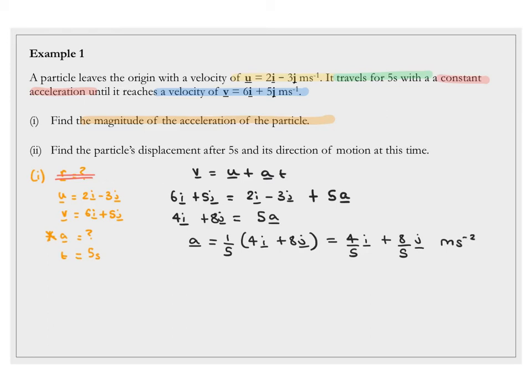But the question actually wanted us to find the magnitude of the acceleration of the particle. So I need to work out mod a, and we simply make use of Pythagoras' theorem in calculating the magnitude of a vector. And this works out to be 4 root 5 over 5 meters per second squared.